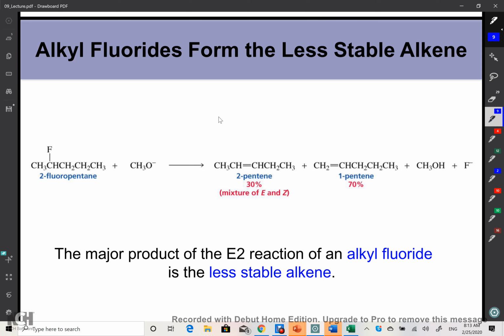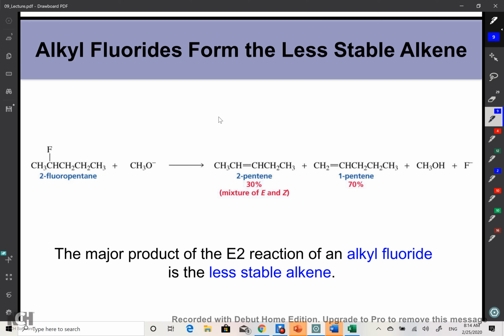But then we looked at some exceptions. One of the exceptions was conjugation. If you have an alkene that will lead to the formation of a conjugated system, then the less substituted alkene will be formed. And the reason is simple: the alkene that leads to a conjugated system is more stable. Remember, a conjugated system is an alternation of double and single bonds.